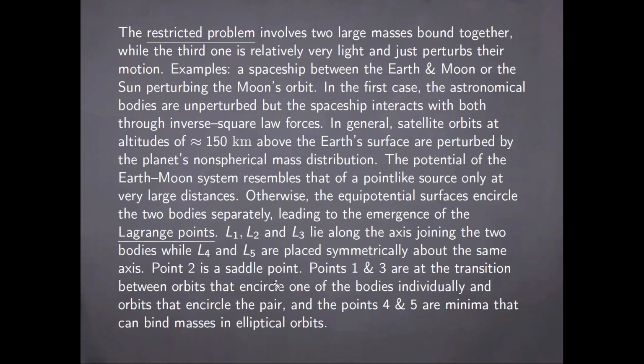Point 2 is a saddle point. Points 1 and 3 are at a transition between orbits that encircle one of the bodies individually and orbits that encircle the pair, and points 4 and 5 are minima that can bind masses in elliptical orbits.